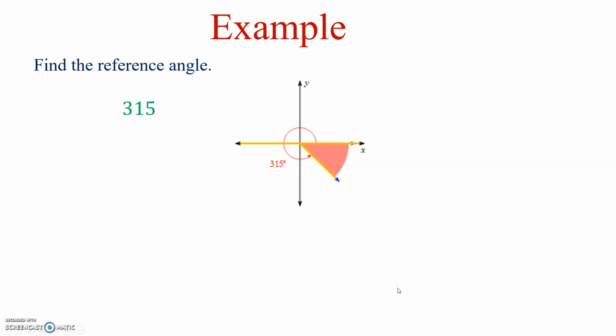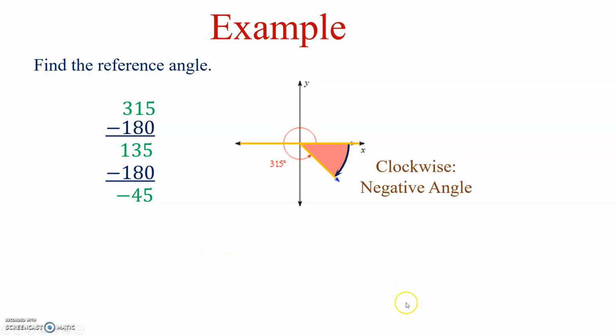So let's take 315 and start subtracting 180s. We get 135, not small enough. Subtract 180. We get a negative 45. And recognize, if I continue to subtract, it's going to continue to get worse and worse. So we're going to stop here. What this negative 45 is telling us is that this angle is opening in a clockwise direction, hence the negative.